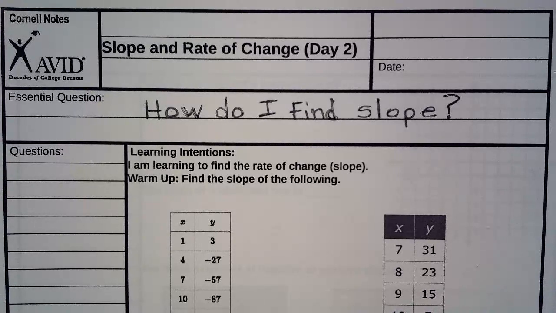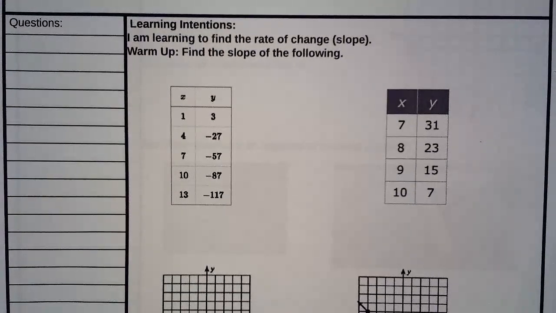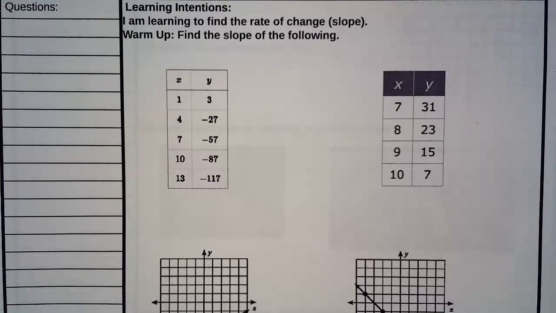Today we are still looking at slope and rate of change. How do I find slope is still my essential question. Learning intention: I'm learning to find the rate of change, which is slope. You've got two tables and two graphs. Find the slope of each of those. So pause the video and see if you can do the slope on your own.